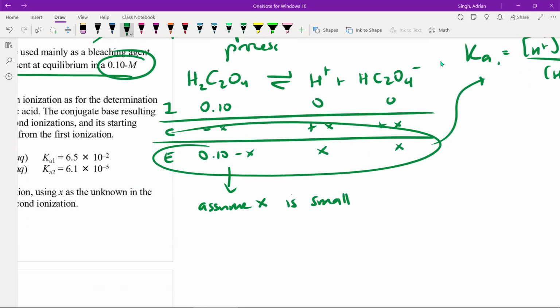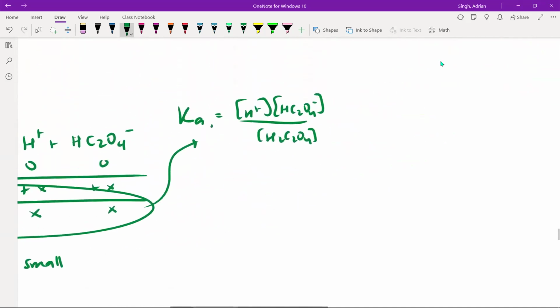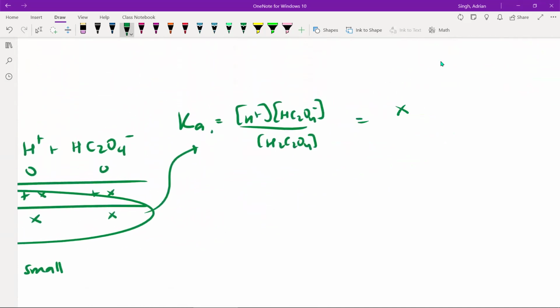Okay, so this then would mean that this entire thing would be equal to 0.10 to simplify the calculation. So we end up with X squared over 0.10 is equal to the Ka1 value, which is 6.5 times 10 to the negative 2. And then we solve for X. So X here would be equal to, if we do the math on it, we would see that X is equal to 8.1 times 10 to the negative 2.